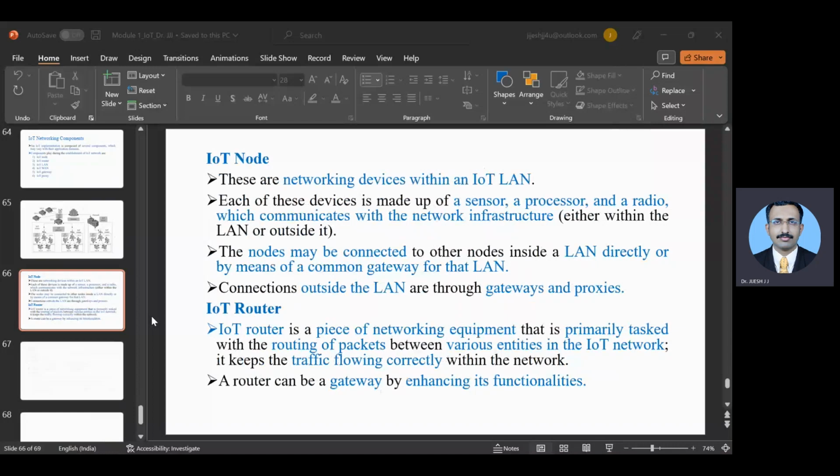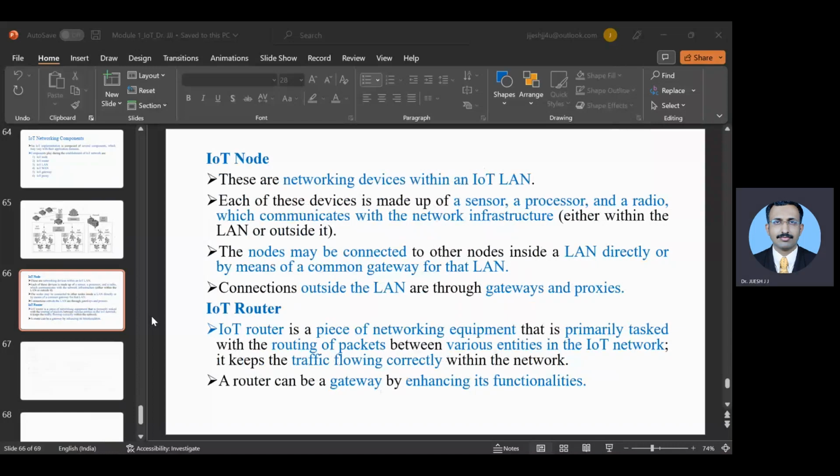Local area network means what we have studied at that point of time. Within that, what are the examples we have studied? In LAN, server, switches, routers, all those things, because within the LAN system, isn't it? So we can say that they are networking devices within the IoT LAN, and these devices make up the sensors, processors, then the radio communication, then network infrastructure. All those things put together the LAN facility which can help you to communicate between the users.